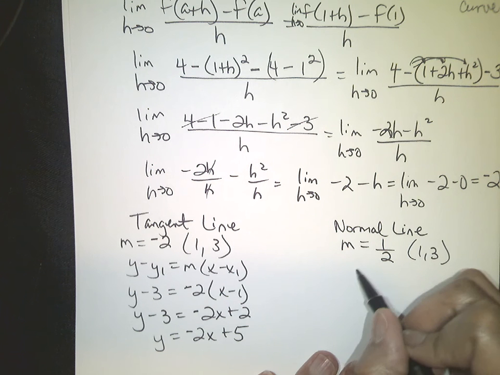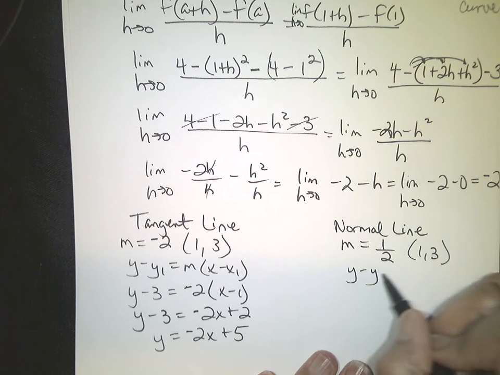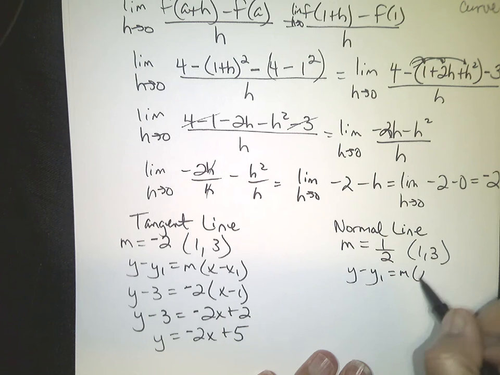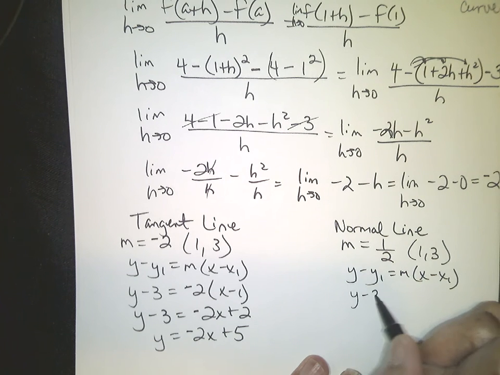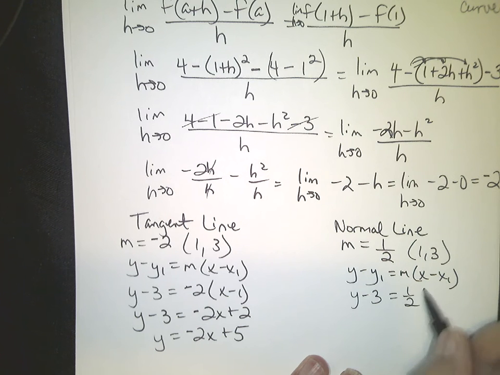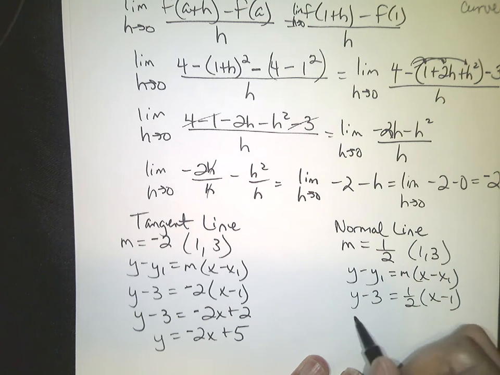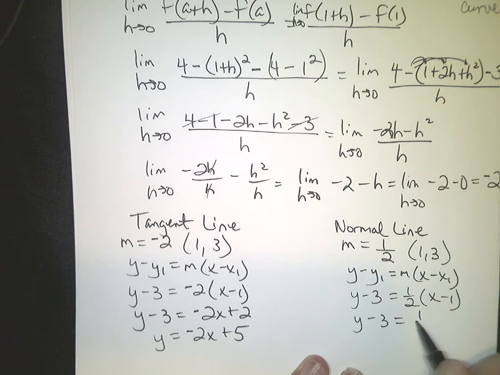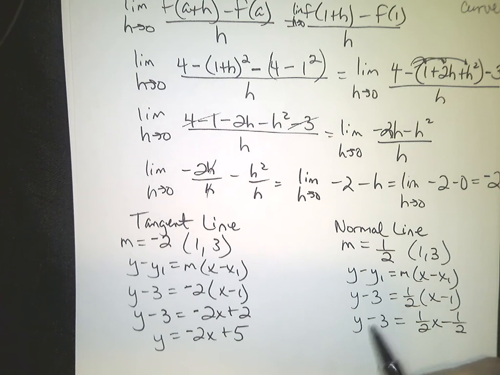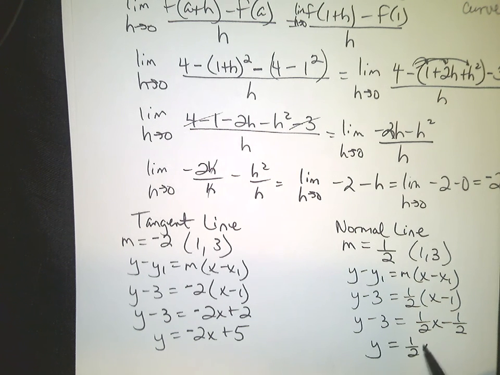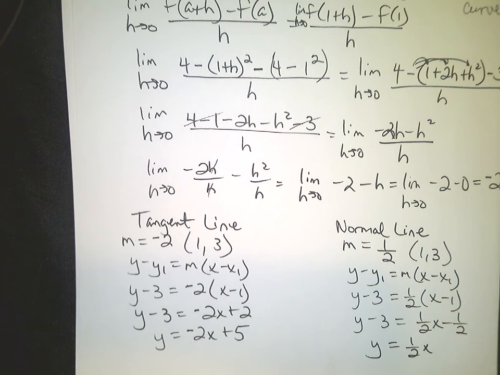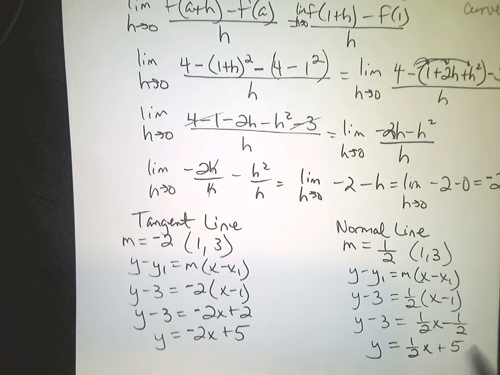So then our normal line: y minus y1 equals m times x minus x1. Y minus 3 equals 1/2 times x minus 1. Y minus 3 equals 1/2 x minus 1/2. And then add 3 to both sides, and you get 1/2 x, what is this? Plus 5/2? Hopefully.